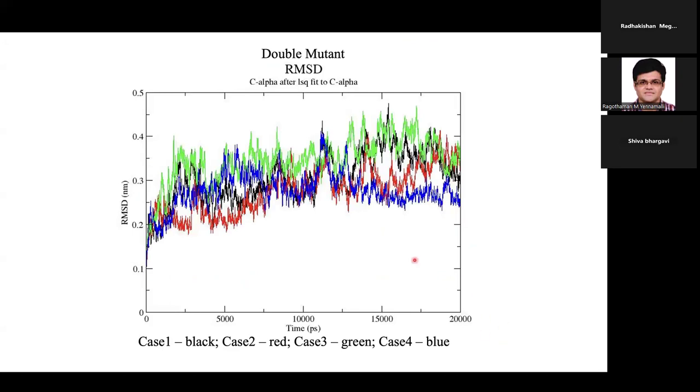We ran about 20 nanoseconds at that point of time. That was the computational resource we had. When we look at the root mean square deviation, RMSD, of the four different cases, black, red, green, and blue for case 1 to case 4, the X-axis is the time in picoseconds. So 20,000 picoseconds is 20 nanoseconds. Here it is in nanometers; 1 nanometer is 10 angstroms, so this is 0.2 nanometer, which is 20 angstroms. So we see that there are some changes happening globally.